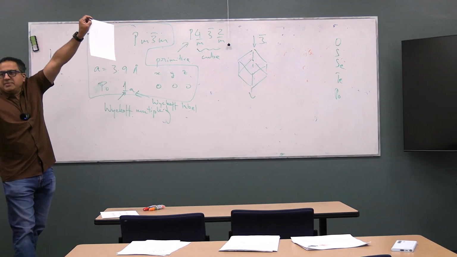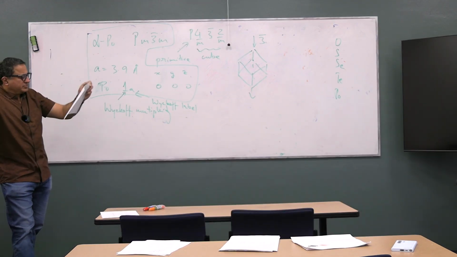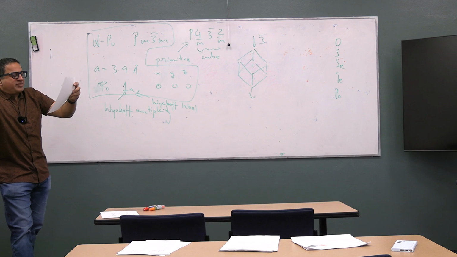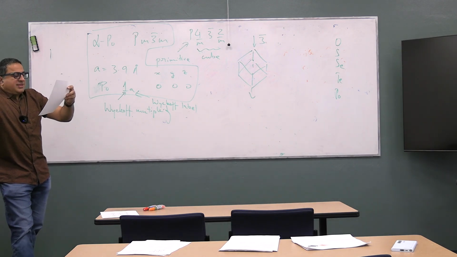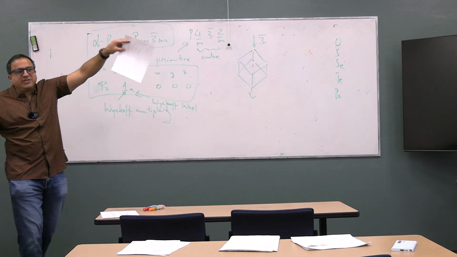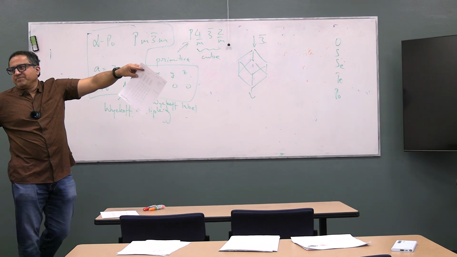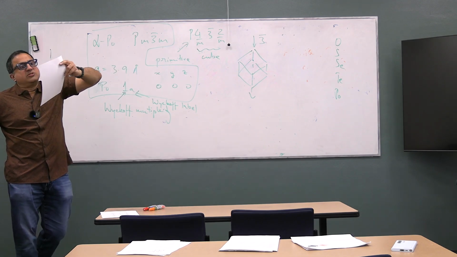If you had these tables in front of you, which I will make available to you, you'll discover that 1A is 0, 0, 0, 1B is half, half, half, 3C is 0, half, half, 3D is half, 0, 0, 6E is x, 0, 0, etc. So these are all different positions in the space group. Okay? These are called special positions.